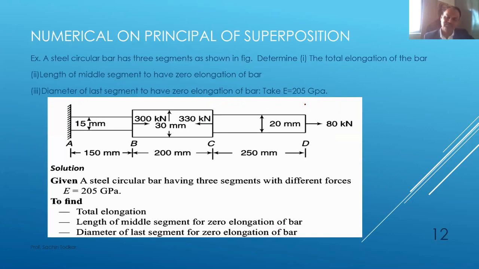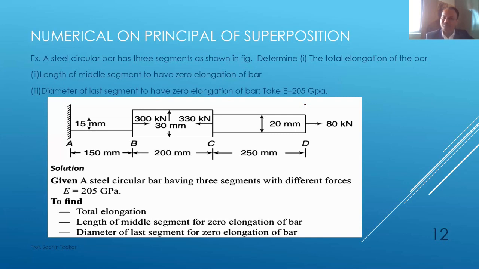In the previous two lectures, we have seen 2-3 examples, but this is somewhat of a typical kind of thing. This is a difficult kind of example we are going to solve right now. So what is given in this example, we'll see. A steel circular bar has 3 segments as shown in the figure. Determine the total elongation of that particular bar, the length of the middle segment to have zero elongation of the bar, and the diameter of the last segment to have zero elongation of the bar.